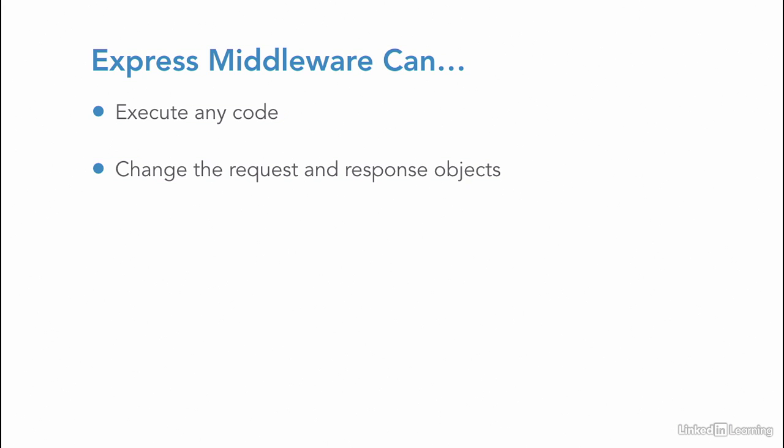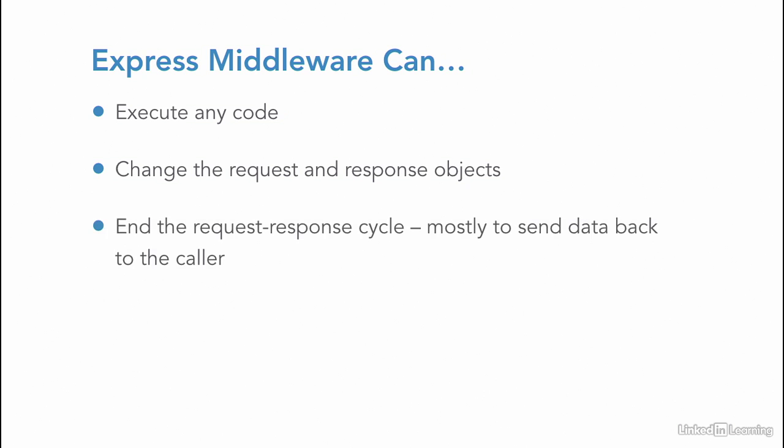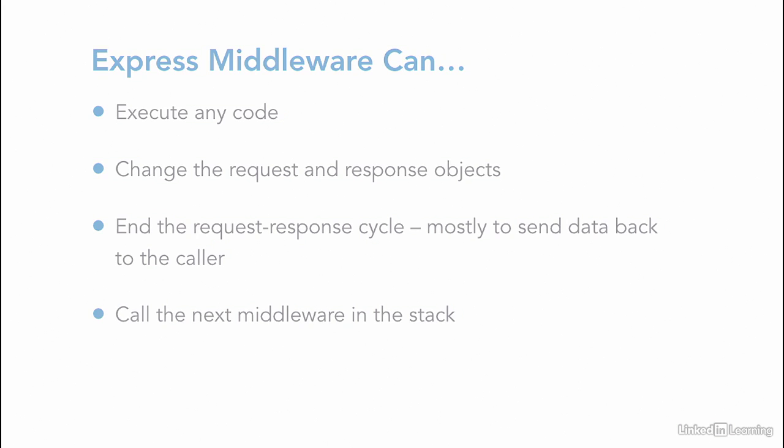So this means they can, for instance, change the request object to parse maybe some information that is in there and store it in another variable. And they can also end the request response cycle. This is mostly true for routing middlewares, because in the end, a routing middleware will send something back to the browser and will so end the execution flow and the request. Finally, they can also call the next middleware in the stack. This means if more middlewares are defined, a middleware can pass on the control flow to the next middleware.